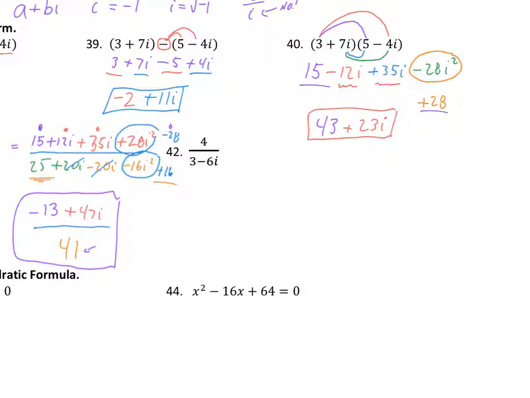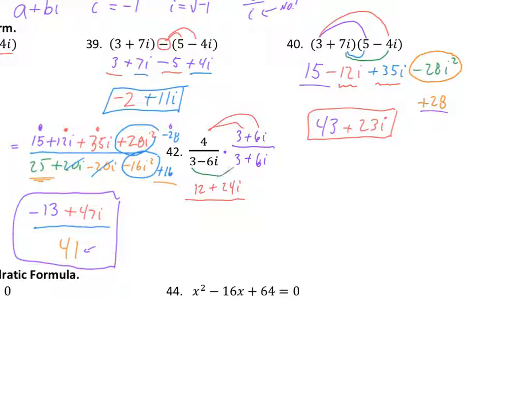Alright, the last one here. Again, I want to get the i out of the denominator, so I'm going to multiply by the conjugate. So 3 plus 6i. Same thing on the top. Little easier on the top this time. 4 times 3 is 12. 4 times 6i is 24i. All over.